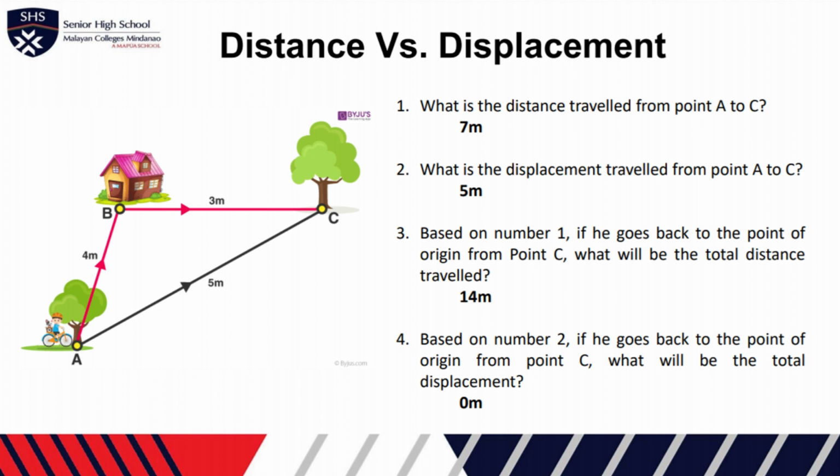To recall, distance is a scalar quantity that refers to how much ground an object has covered during the motion. Again, it is a scalar quantity. It only has magnitude, but it does not have a direction. On the other hand, displacement is a vector quantity that refers to how far out of place an object is. It is actually the object's overall change in position.